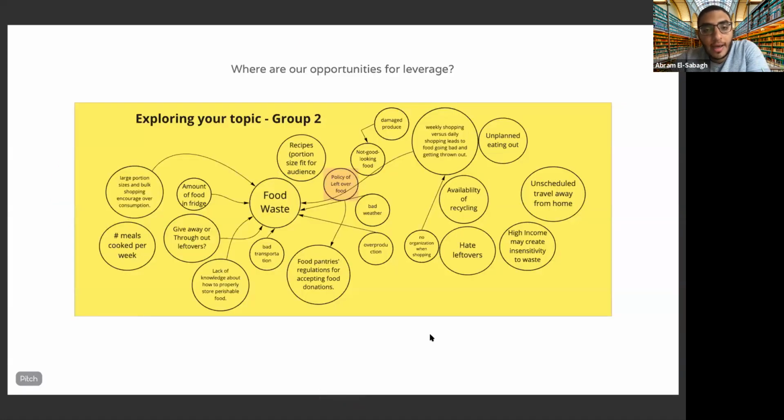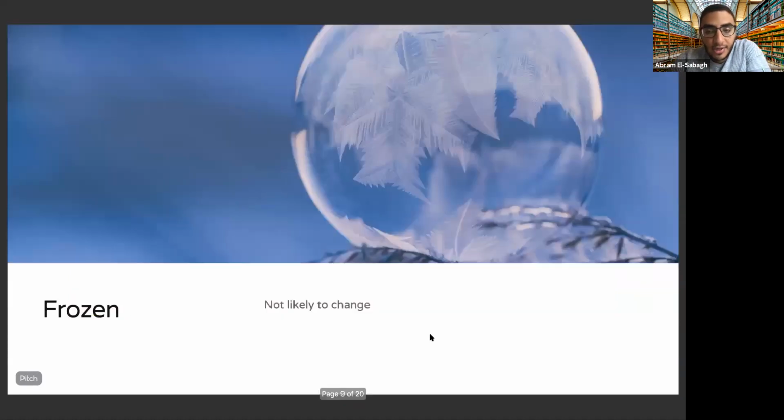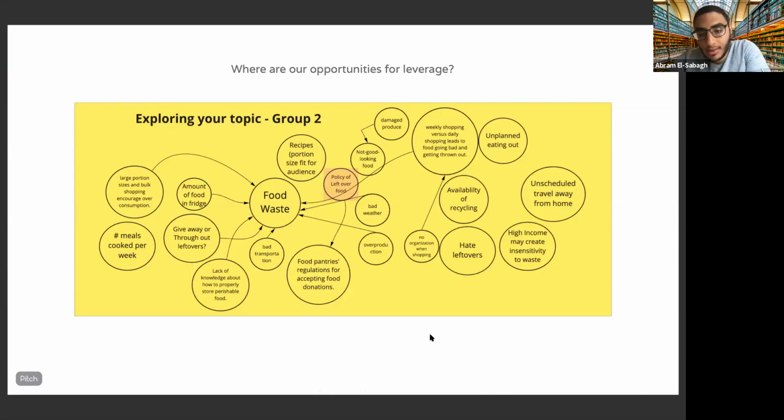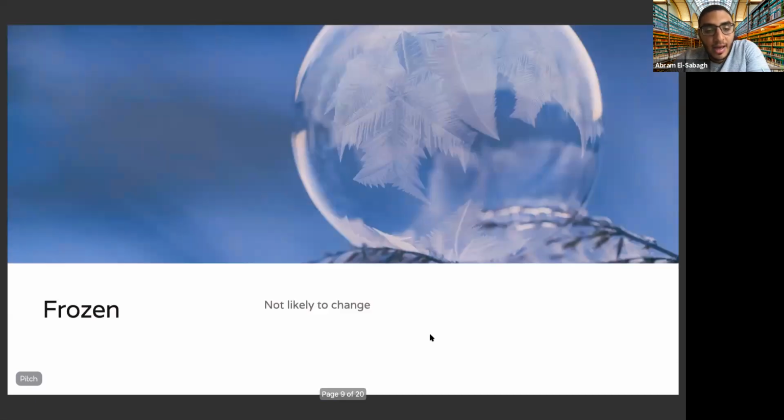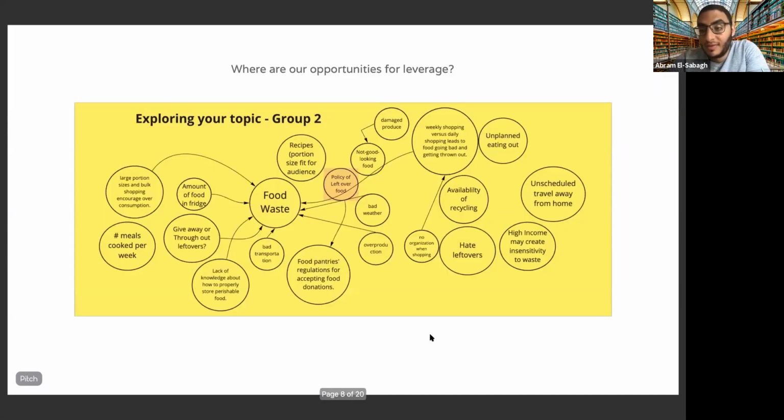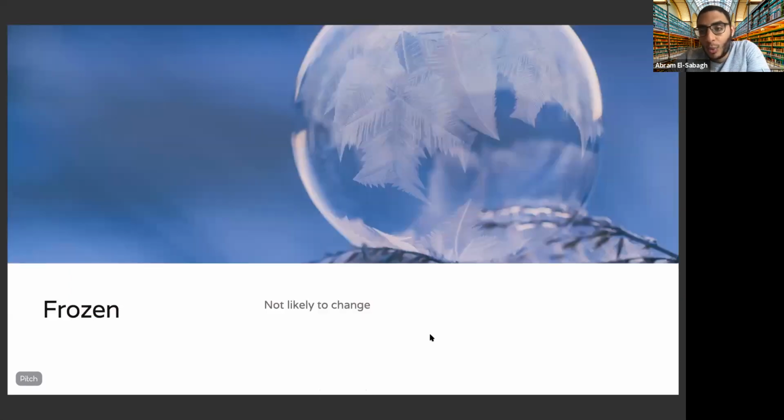When we're talking about where our opportunities for leverage are, and this is one of the maps that people created last week, what we want to think about is a few different types of leverage points. Okay. And I think we spoke about one where there's this pent up energy, and we're going to come back to that. But the first one is what's frozen, right? Or what parts of the system are actually frozen and unlikely to change.